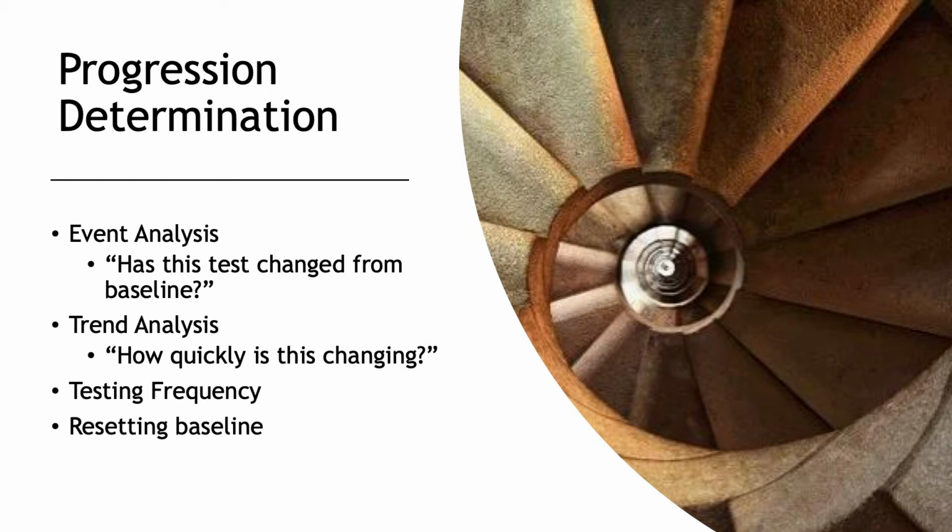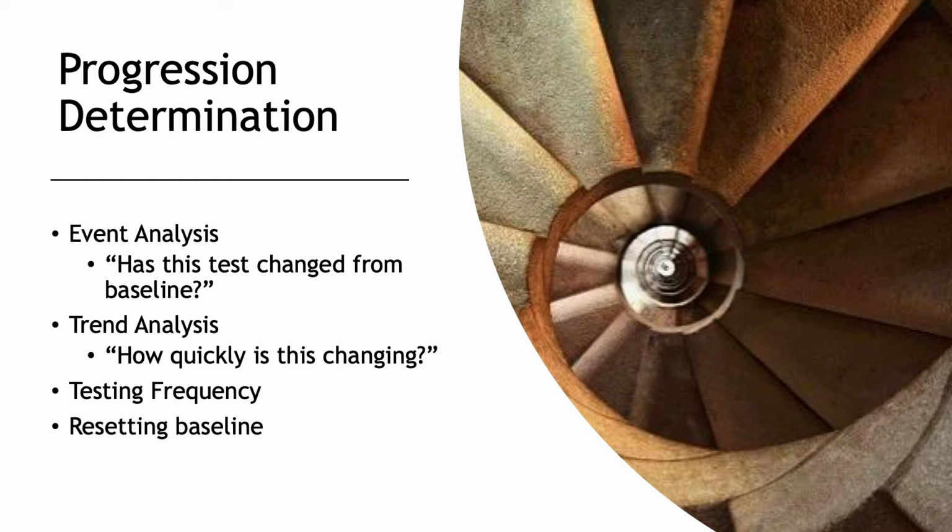And in event analysis, that yes or no answer is going to get flagged or triggered when a patient exceeds the expected amount of test-to-test variability. The second way to look at progression is to look at how quickly a patient is changing.